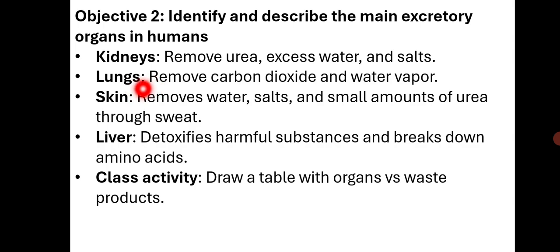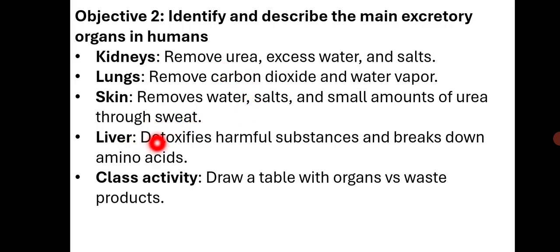Another one is the lungs. Lungs remove carbon dioxide and water vapor. When you are exhaling air, you are releasing carbon dioxide from your body, which would otherwise be toxic if you allowed it to accumulate, and the water vapor as well. These are the products of respiration. Another one which you may have overlooked, but it's very important, is the skin. The skin removes water through sweating. It also removes salt and small amounts of urea through sweat. So urea can also come out of the body through the skin, apart from being removed through the kidneys.